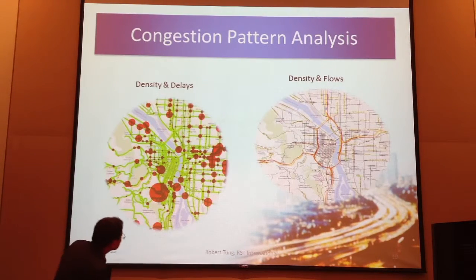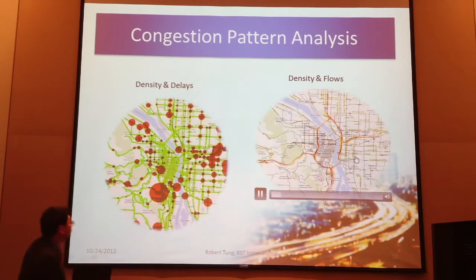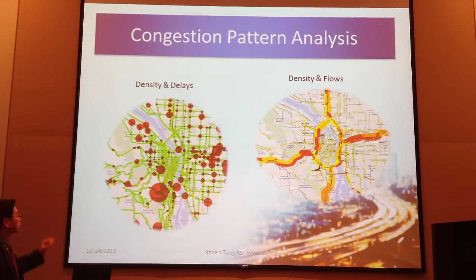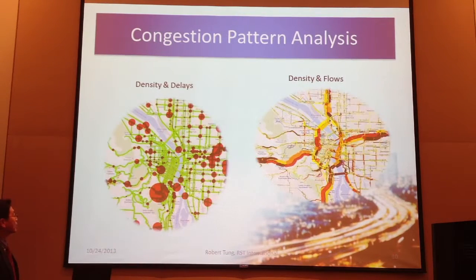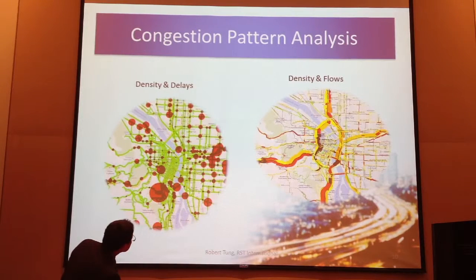Then here you can apply the volume together with the density data to give you another dimension of the congestion pattern. If you see a wider band with a darker color, that will certainly be an indication of a major congestion spot there. This is the downtown Portland area.